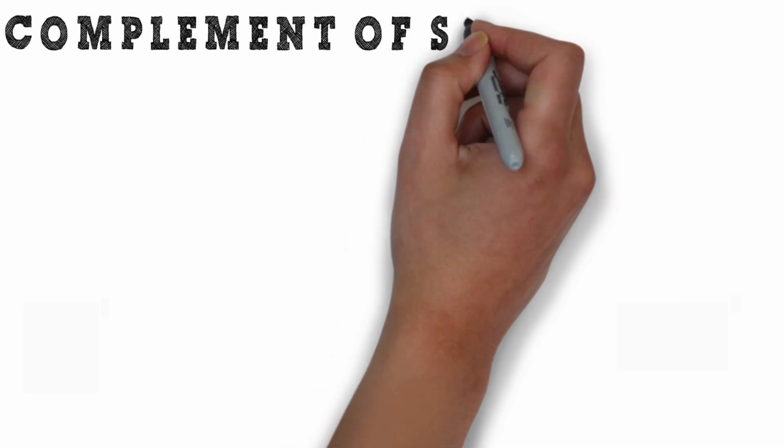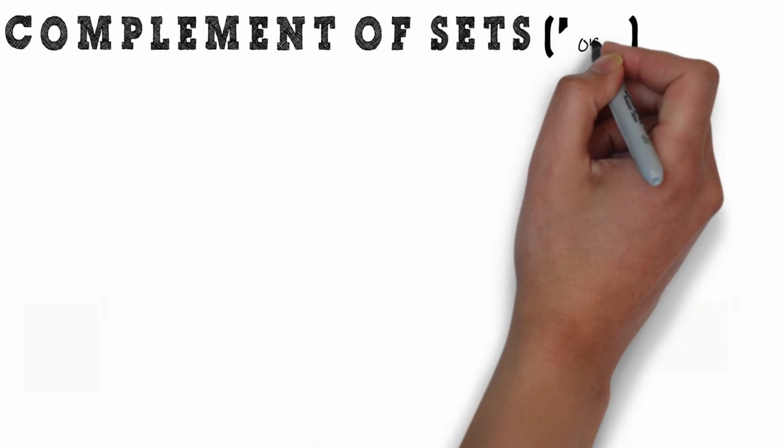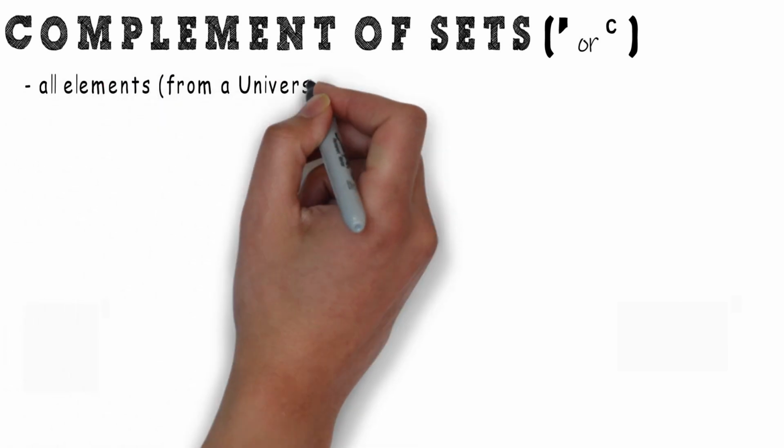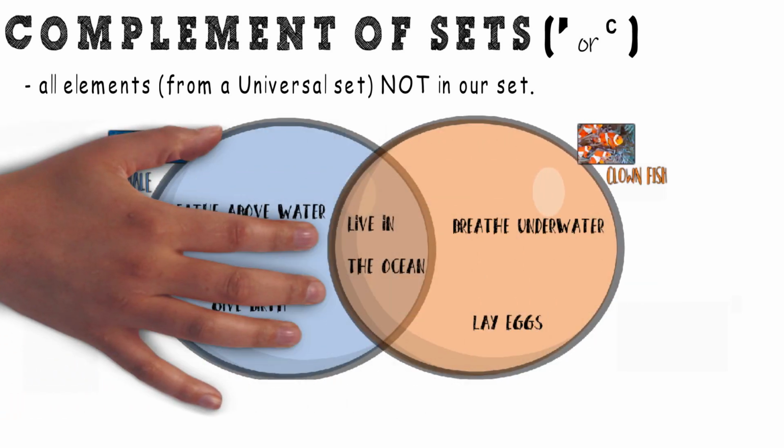Now let's continue to complement of sets. So complement of sets have two symbols. It could be written as these two symbols. So let's have the definition. So when we say complement of sets, it is all elements from the universal set that are not in our set. So just in case the universal set is not stated, please be reminded that the union of all of the given sets would be our universal set. Okay, now let's continue. So let's have an example.